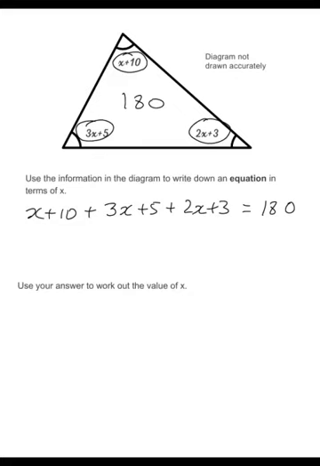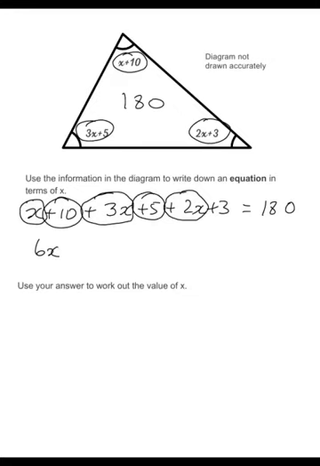Now we collect our like terms. We have an x term, we have a plus 3x, and we have a plus 2x. When we add those three things together, it's x plus 3x is 4x, plus 2x is 6x. Now we have 10 plus 5, which is 15, plus 3, which is 18. And that should equal 180.